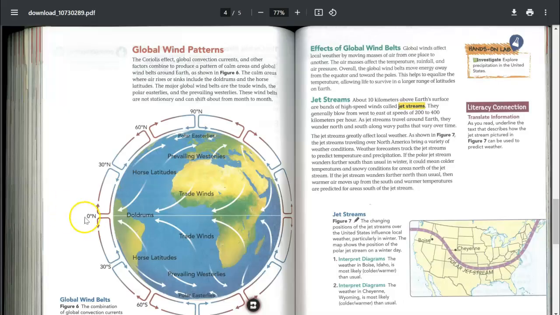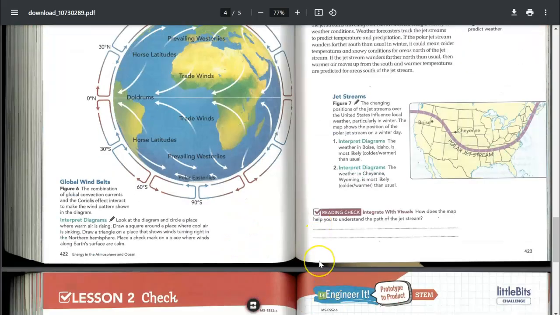As shown in Figure 7, the jet streams traveling over North America bring a variety of weather conditions. Weather forecasters track the jet streams to predict temperature and precipitation. If the polar jet stream wanders farther south than usual in winter, it could mean colder temperatures and snowy conditions for areas north of the jet stream. If the jet stream wanders farther north than usual, then warmer air moves up from the south and warmer temperatures are predicted for areas south of the jet stream.